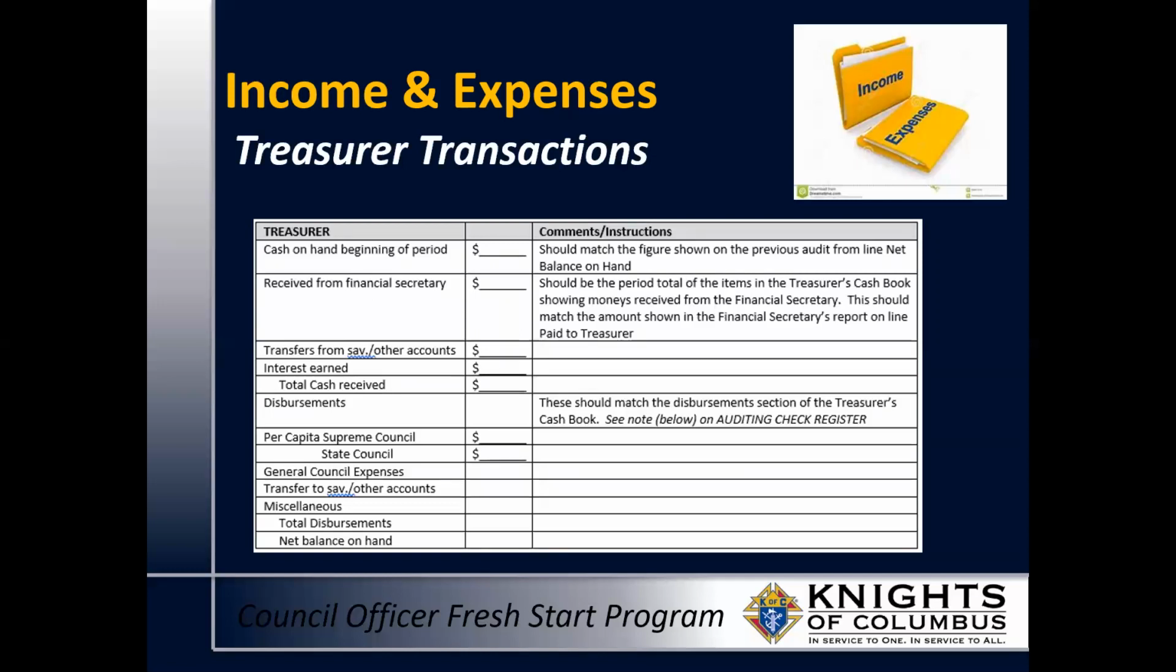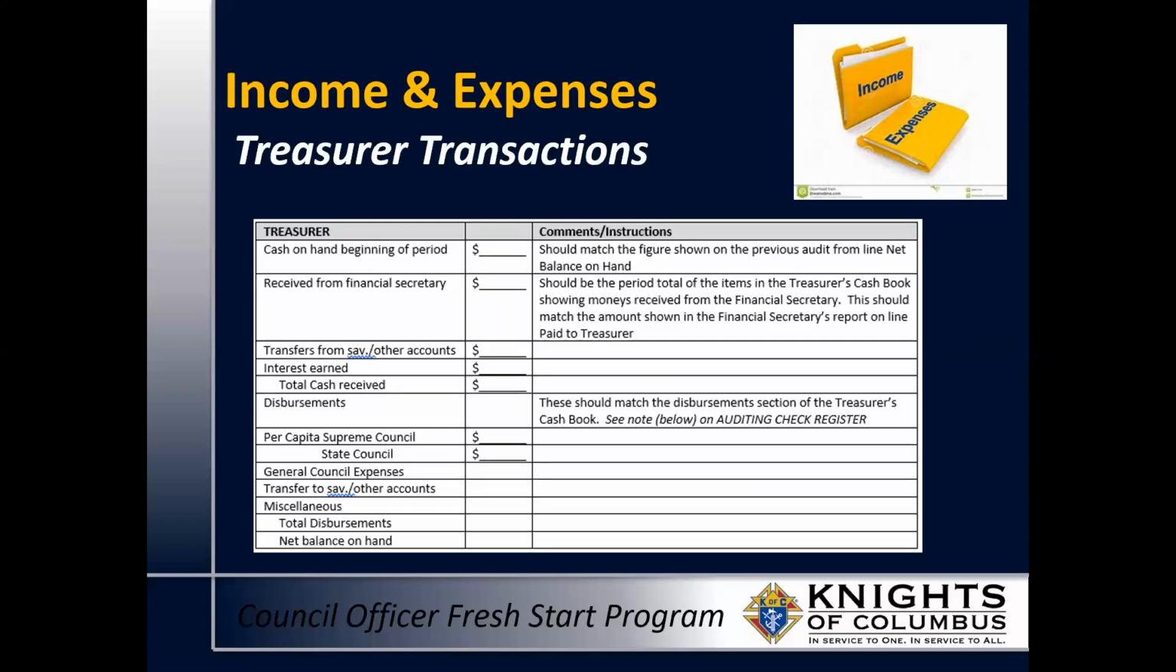Received from the financial secretary, that would match the line that you have on the other side from the financial secretary's records. That should be shown as the receipts that we talked about recently that are generated from the cash that's being handed over to the treasurer, and the treasurer and financial secretary both agree. So the accumulation of those for that 6-month period should be what you have in there as received from the financial secretary.